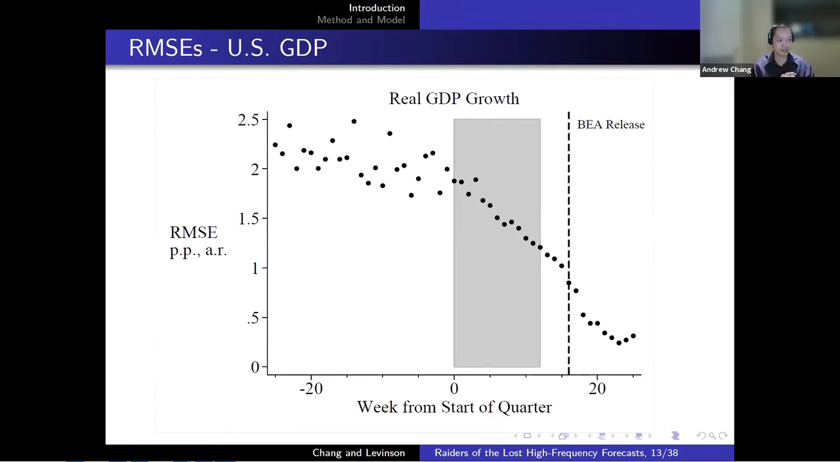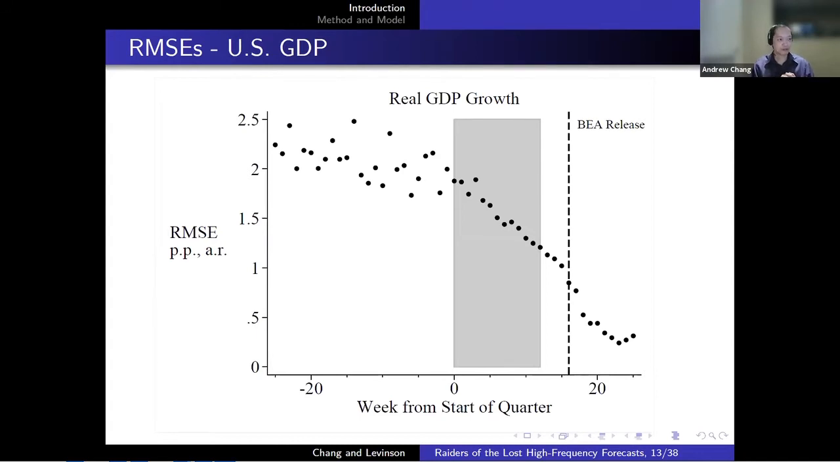The other thing I should have mentioned also is that the truth in this chart is the BEA's 3rd release estimate. That's typically released 3 months after the quarter closes, at the end of that month. So for Q1, it's typically released at the end of June. For Q2, that's typically the end of September, et cetera.